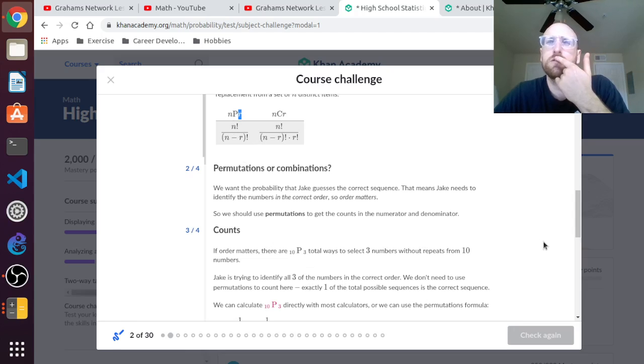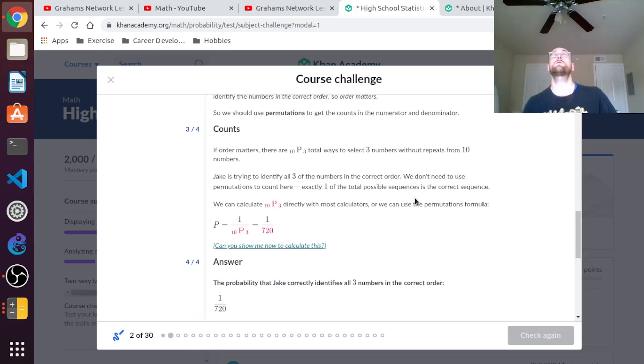Total ways to select 3 numbers without repeats from 10 numbers, and that's without repeats. Jake is trying to identify all 10 of the numbers in the correct order. We don't need to use permutations to count here; exactly one of the total possible sequences is the correct sequence. We can calculate 10P3 directly with most calculators, or we can use the permutations formula.